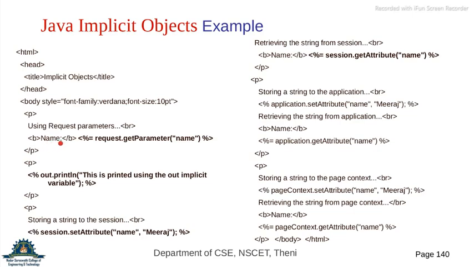So for name, you know how to get a variable using an object called request in servlets. So request.getParameter of name. You are just going to apply the same line inside it. There are no more header files, no more scriptlets, no doGet, doPost, nothing. Simple thing. Next, for printing it, out.println, this is printed using the out implicit variable.